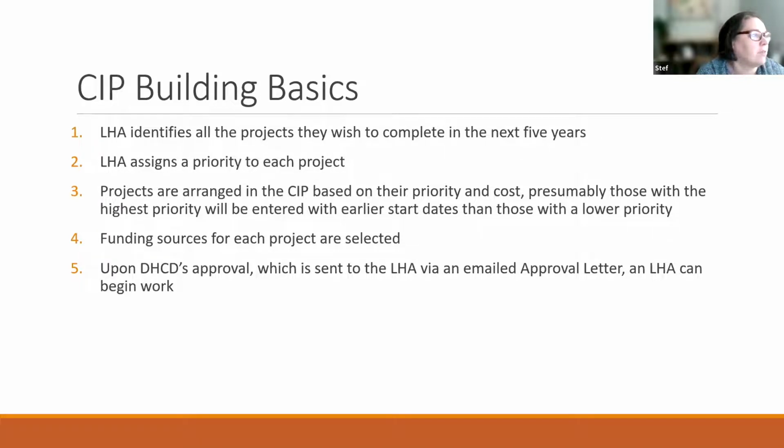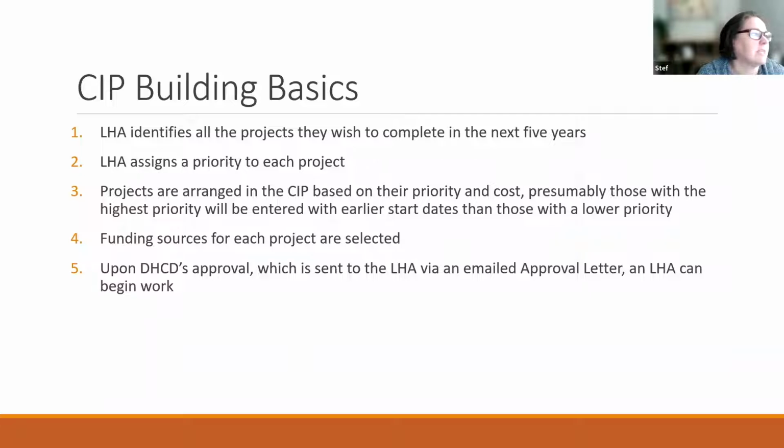And the projects are arranged in the CIP based on their priority and their cost. Presumably those with the highest priority will be entered with earlier start dates than those with lower priorities. And sometimes we have them spanning a couple of different fiscal years. So for example, if you're a smaller authority, you might not be able to afford an entire roof replacement in 1 fiscal year. So sometimes we have the roof replacement span 2 fiscal years so that we can afford to spend 2 fiscal years worth of spending on that one project.